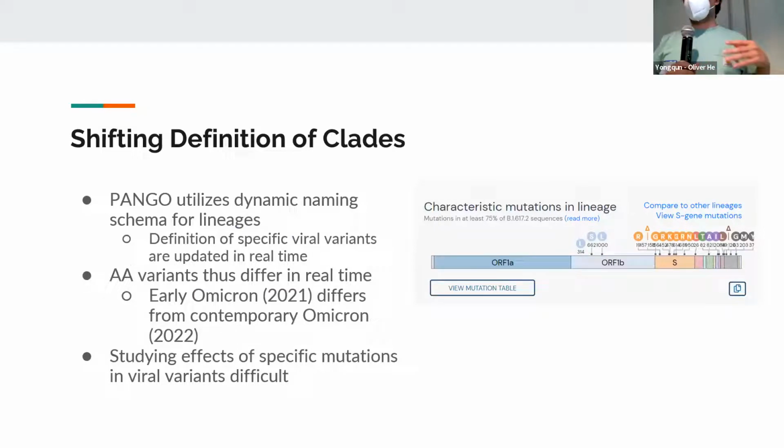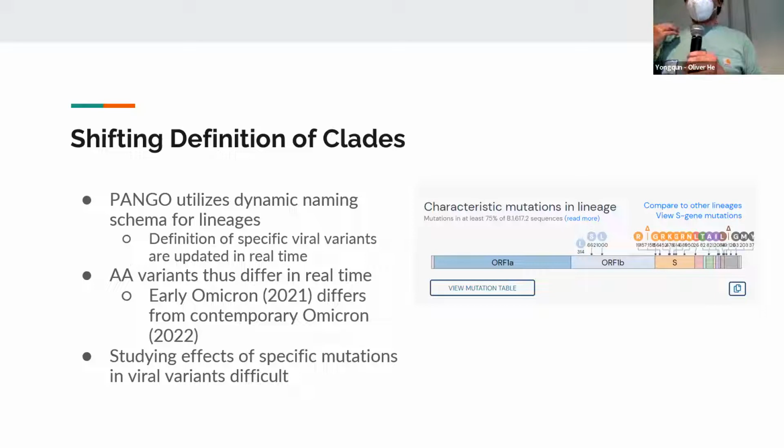Again, I mentioned earlier that Pangolin, which is where we're using the initial message, is focusing on the actual naming schema for the lineages, and that they currently have a very nice web tool, which if you go to query, will show you all of the characteristic amino acid variants that the SARS-CoV-2 viruses have at this time.